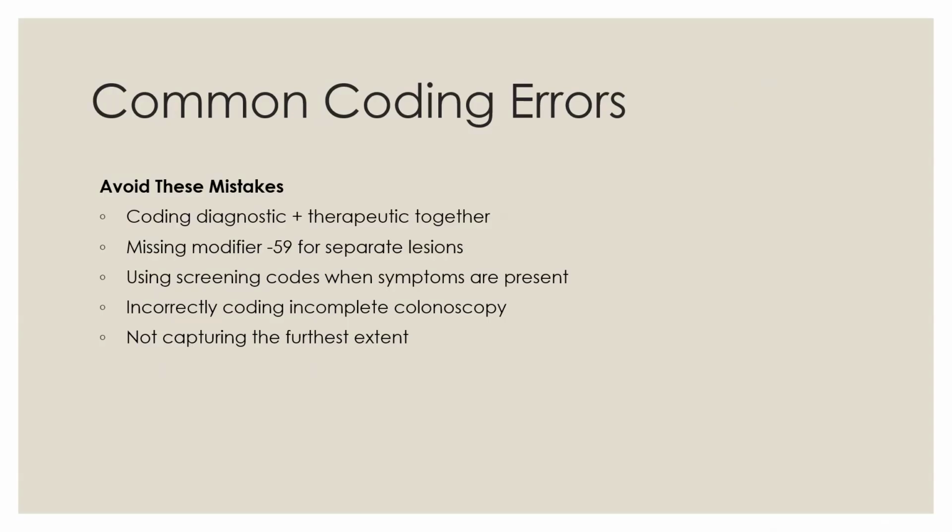Incomplete colonoscopies have specific rules. If the scope doesn't reach the cecum, use modifier 53 or the appropriate reduced service code. Avoid these common coding errors: coding diagnostic plus therapeutic together, missing modifier 59 for separate lesions, using screening codes when symptoms are present, incorrectly coding incomplete colonoscopies, and not capturing the furthest extent.